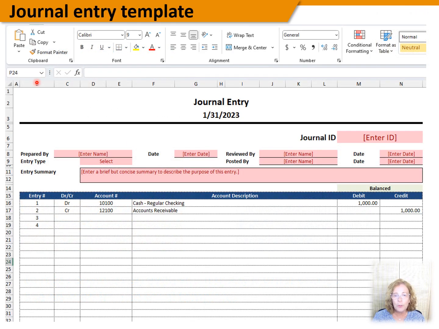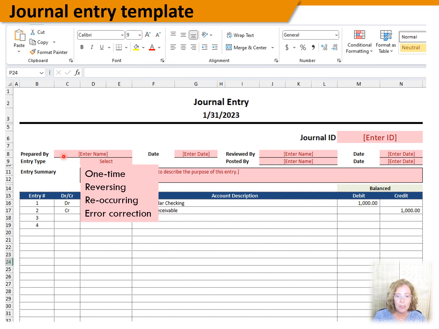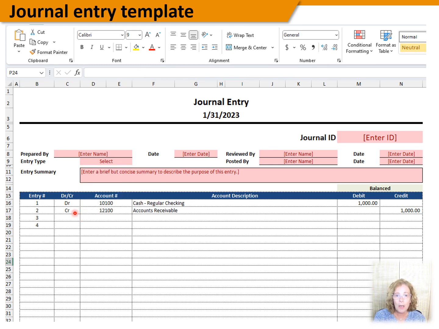Here's an example of what a journal entry Excel workbook might look like. The top section needs to be filled in by the preparer of the journal entry first. The preparer enters their name and selects the entry type from the drop-down list: one-time, reversing, recurring, or error correction. Your company could have different types of entries. However, auditors often want to be able to see monthly recurring entries separate from one-time or error corrections.